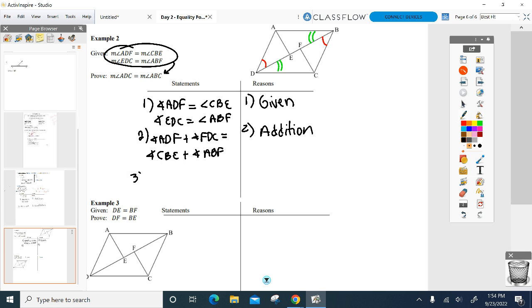ADC, yep. Equal to, rename CBE plus angle ABF. Angle ABC. And what gives me the right to do this? Substituting in an equal quantity.